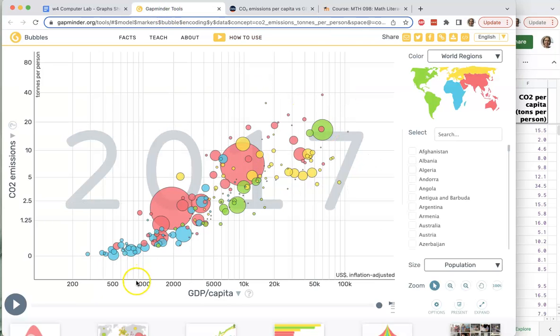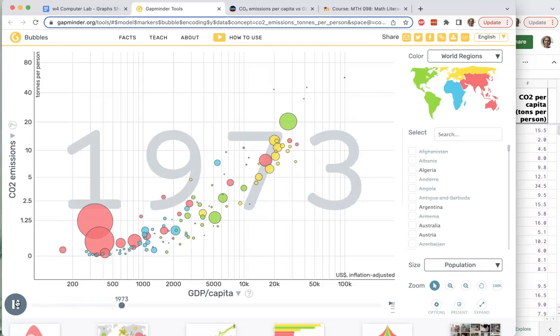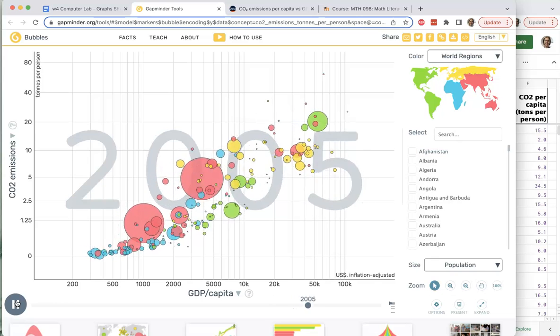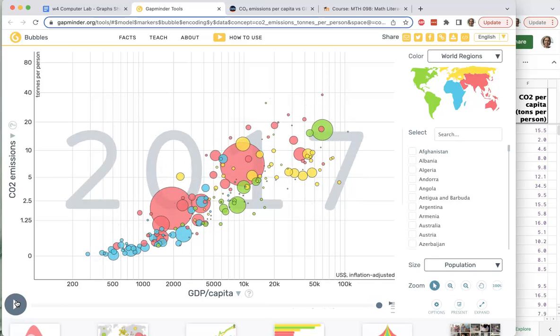Here's the US. And the crazy thing about this website is that you can actually press play. And what you're seeing is how this relationship changed over time. And that's what Rosling was talking about in our article this week, is how things have not stayed the same. In the 60s, they were one way, and all these countries are making progress and coming out of poverty. And as they come out of poverty, they increase their CO2 emissions.